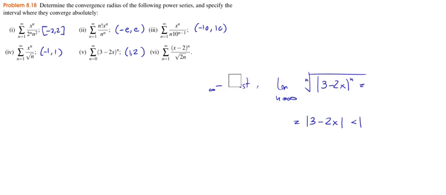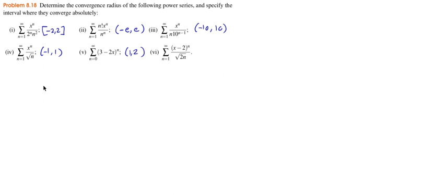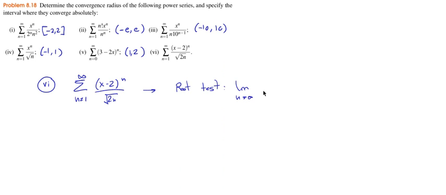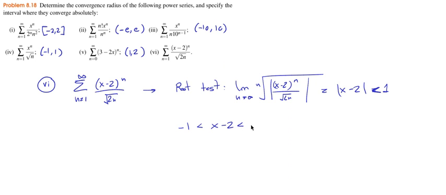Now let's do the last one, which is part 6. It is the sum from n equals 1 to infinity of (x minus 2)^n divided by the square root of 2n. Now the root test, you see where this is going. This is the limit when n goes to infinity of the nth root of (x minus 2)^n divided by the square root of 2n. And here this limit is going to be the absolute value of x minus 2, which has to be smaller than 1. So that means that x minus 2 has to be between -1 and 1. If you add 2 to both sides, you have x between 1 and 3.